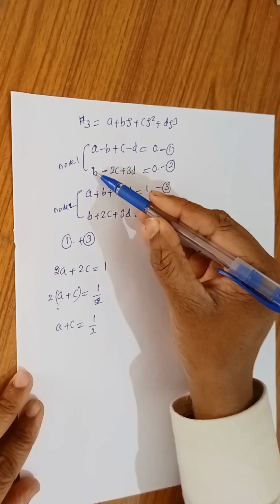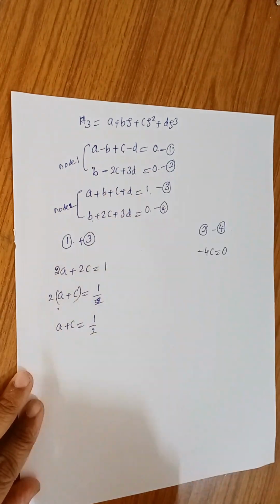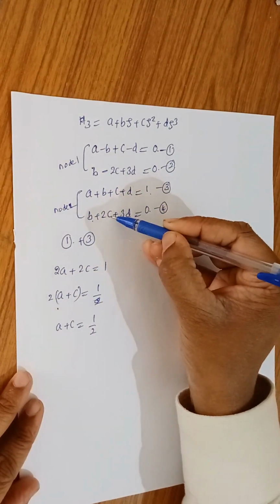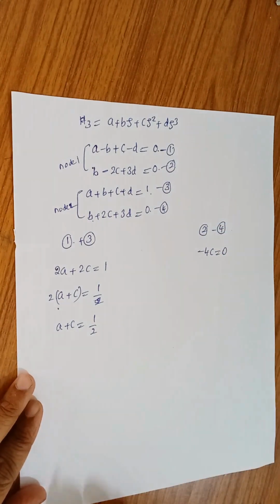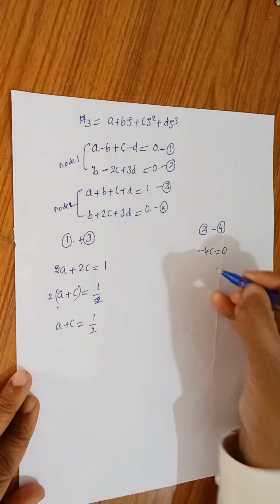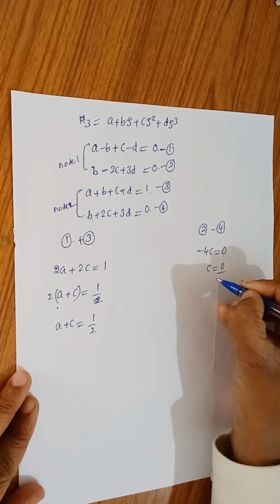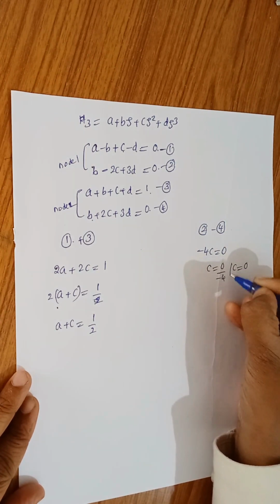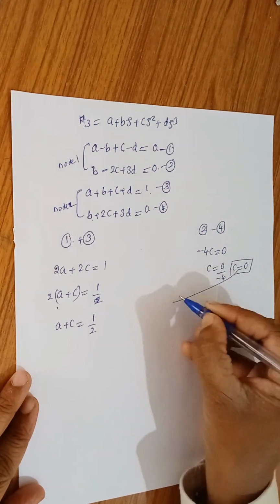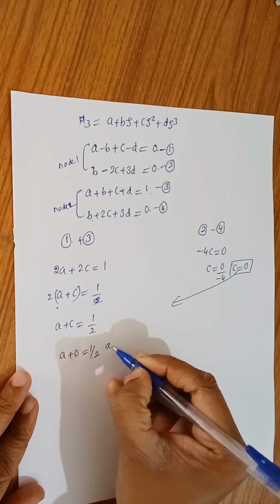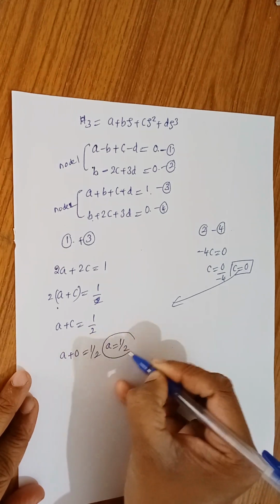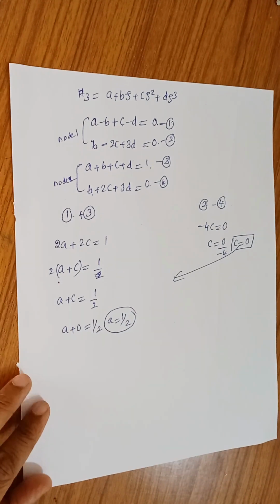Similarly, here b minus b and 3d minus 3d are going to get cancelled. I'm going to get minus 2c minus 2c, so minus 4c is going to be 0. Therefore, the c value will be 0 divided by minus 4, which is nothing but 0. If c is 0, substituting that value over here, I'm going to get a plus 0 equal to half, or a equal to half. So the value of a is going to be half.